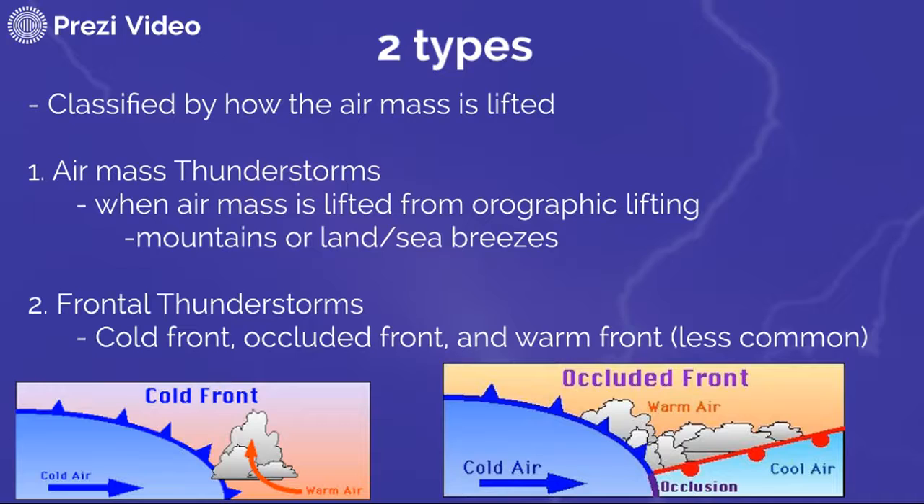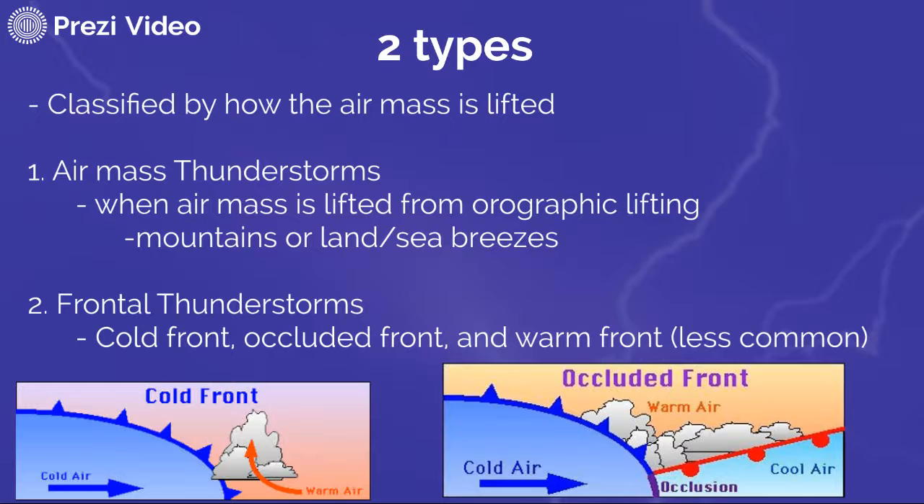The second type of thunderstorm is frontal thunderstorms. This includes thunderstorms that were lifted up into the atmosphere because of a front. There are cold fronts or occluded fronts that typically are the ones that create these thunderstorms. A warm front can create a thunderstorm, however, it is less common and less likely. And think about it, right? We know that warm air needs to rise because of that temperature difference.